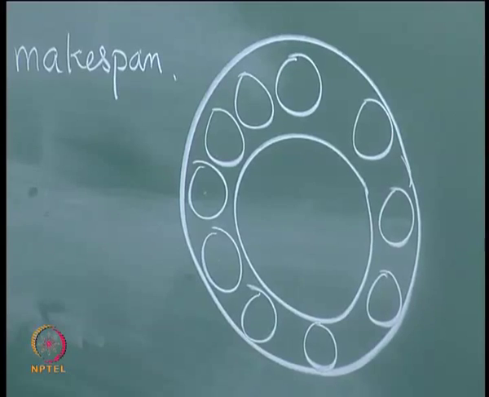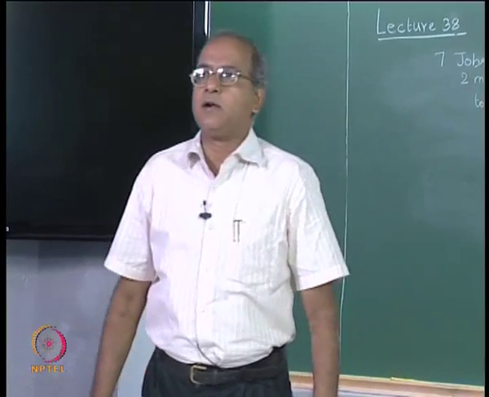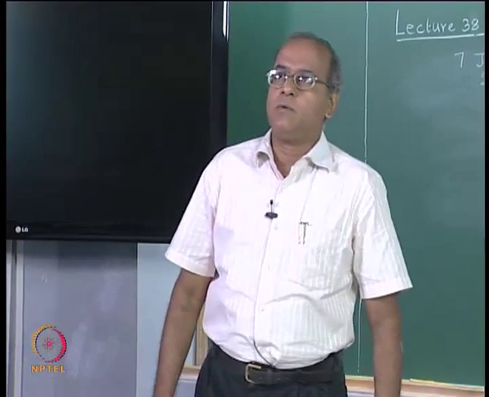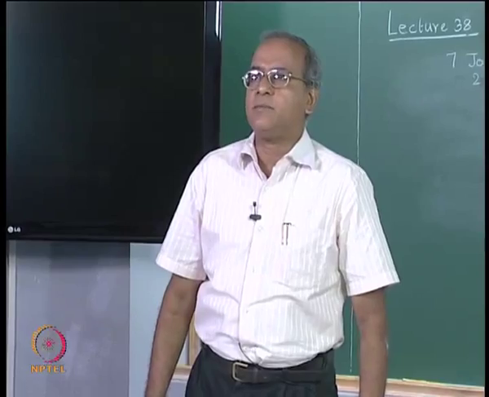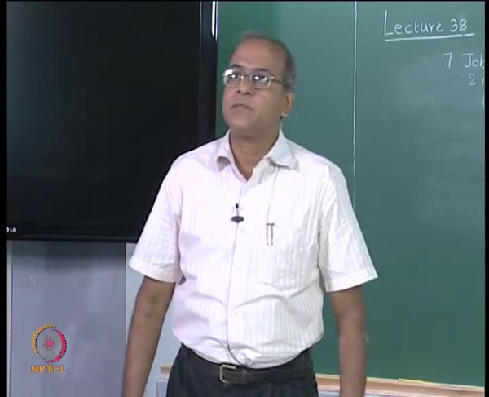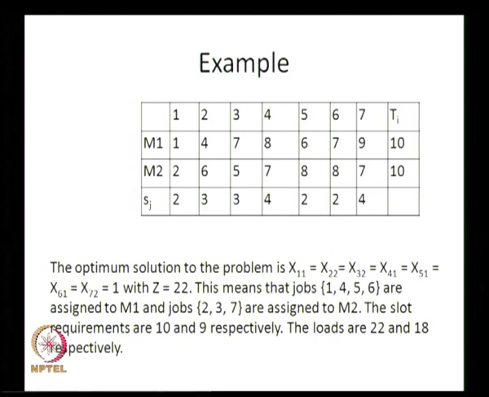Now, each job would require a certain number of tools. For example, I can allocate jobs 1, 2 and 3 to the first machine because the tools required is 8, that is 2 plus 3 plus 3. I cannot allocate jobs 1, 2, 3 and 4 to the first machine because the tools required is 12. It can accommodate only a maximum of 10 tools.